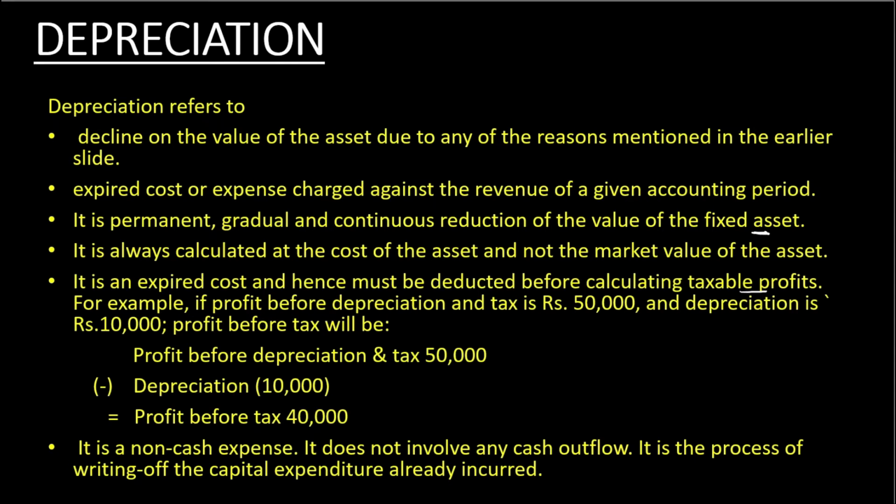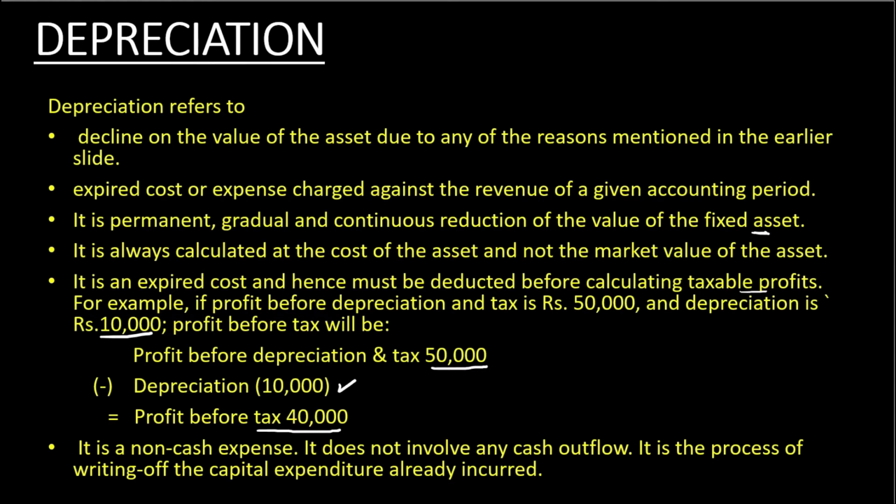So in your profit and loss account, let's say profit before depreciation and taxation is rupees 50,000 and there is a depreciation of 10,000. My profit before taxation will be calculated as profit before depreciation and tax less depreciation. So profit before tax is 40,000, and depreciation is a non-cash expense. You will not see the movement of cash. That's why we say it is charged on the asset.